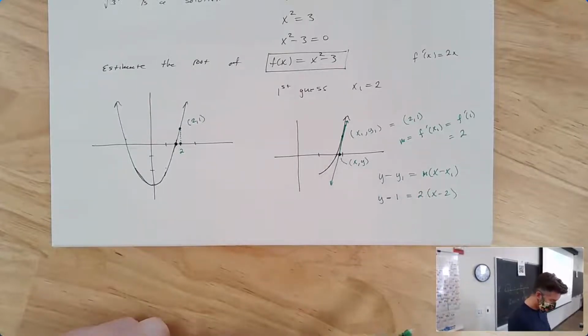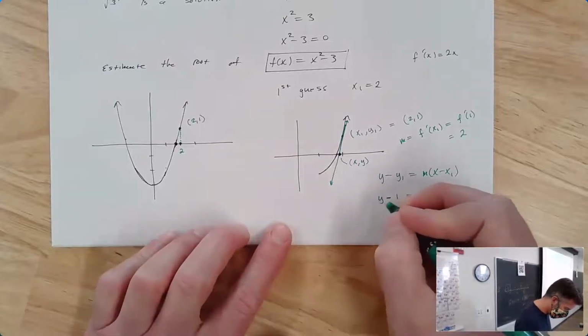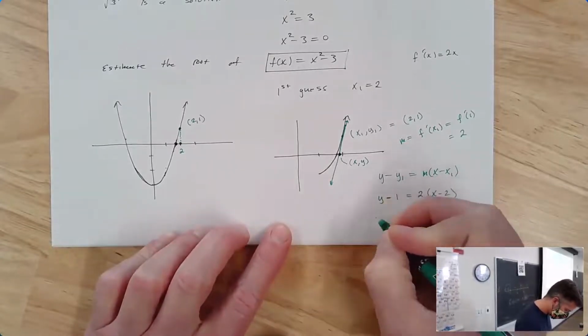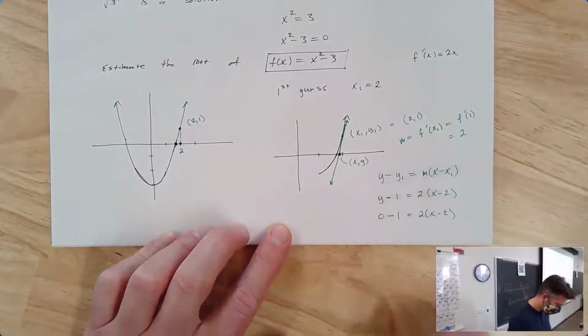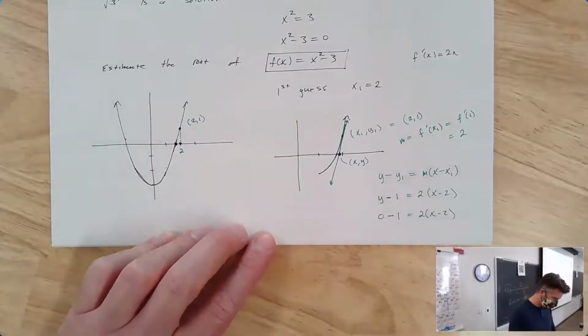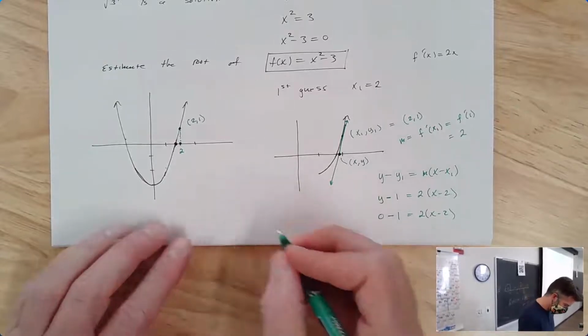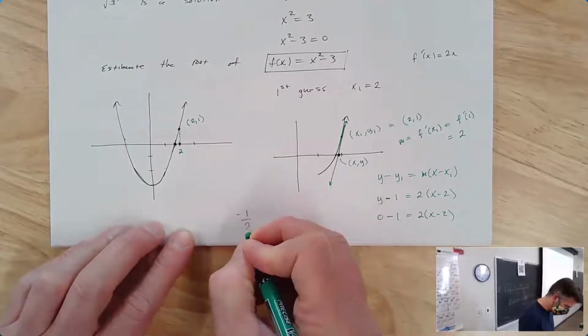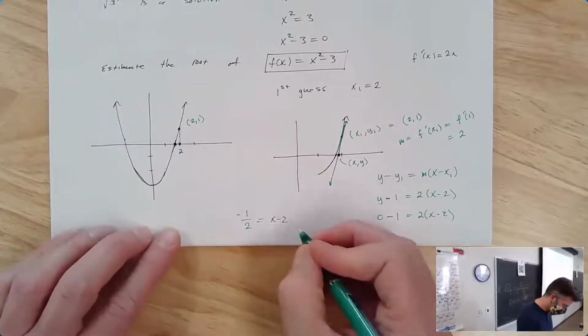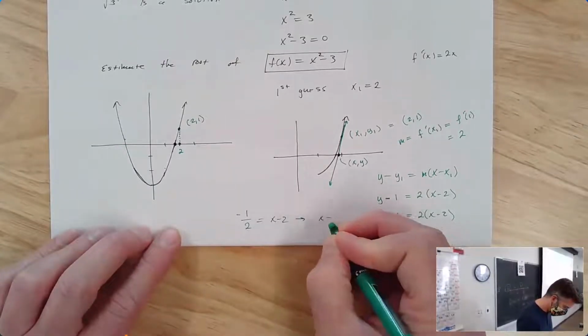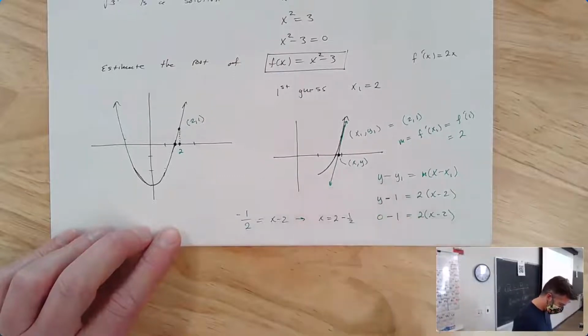Yeah, it's totally 0. So we're going to say, okay, y is 0, and we're going to solve for x. So I'm going to divide both sides by 2. So I'm going to have -1 divided by 2 equal to x minus 2. And then I'm going to add 2 to both sides so that x is equal to 2 minus 1/2.